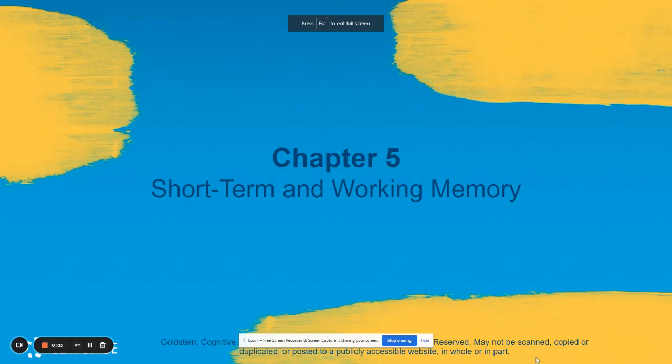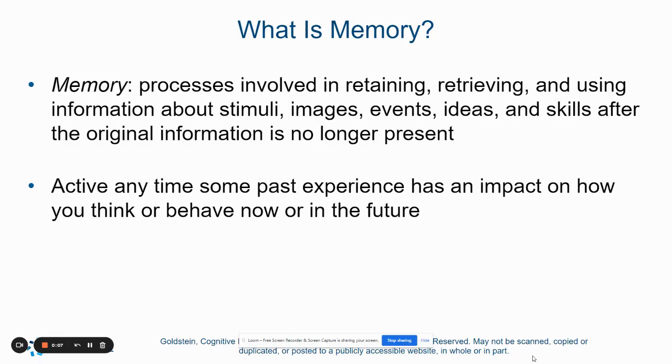Okay, so chapter 5 is about short term and working memory. So when we think about memory, we have to remember that it involves any type of process that allows us to retain, retrieve, or use information we take in. Anything we see, smell, touch, taste, hear, feel can all be implanted on our memory. So that can include stimuli, images, events, ideas, and skills.